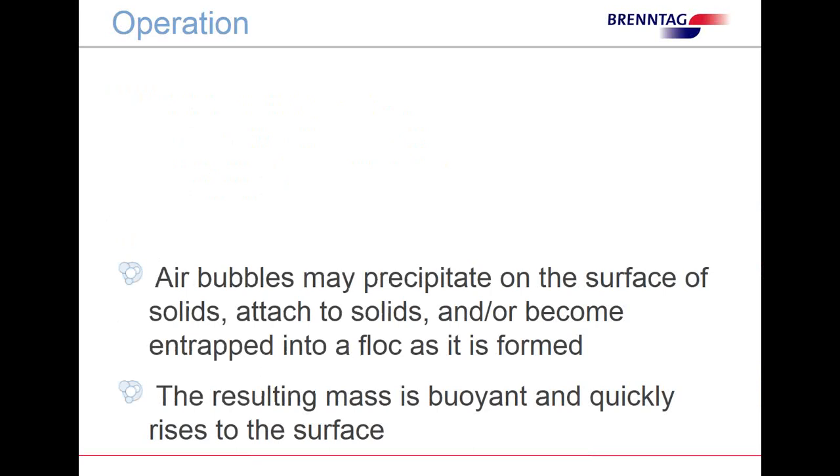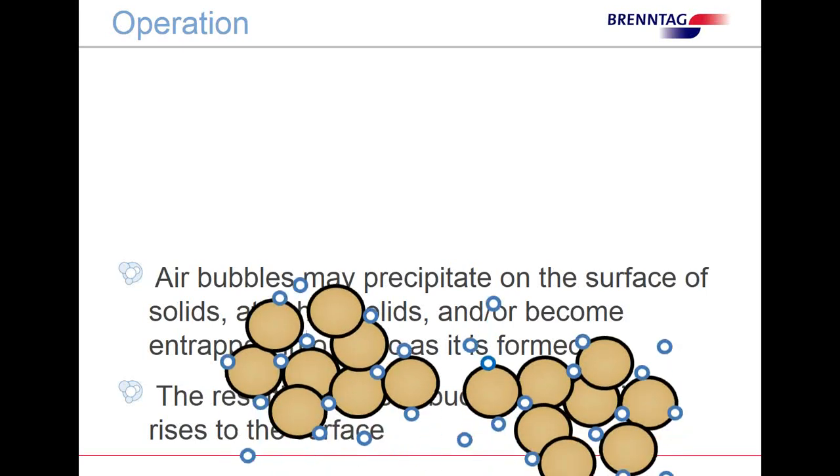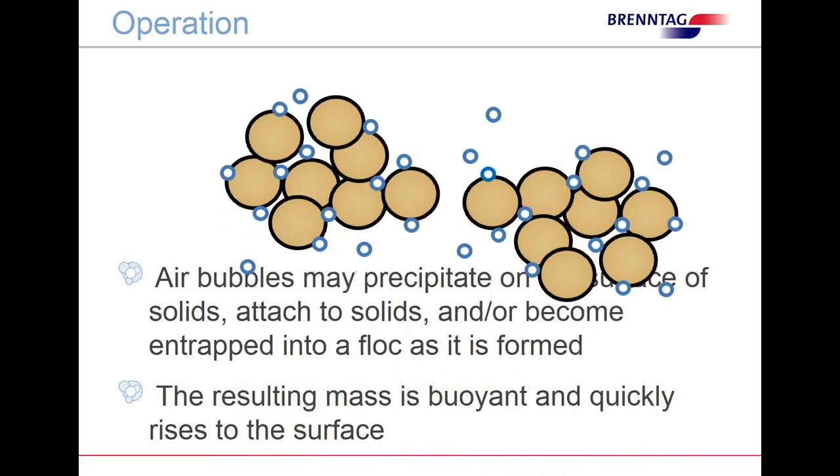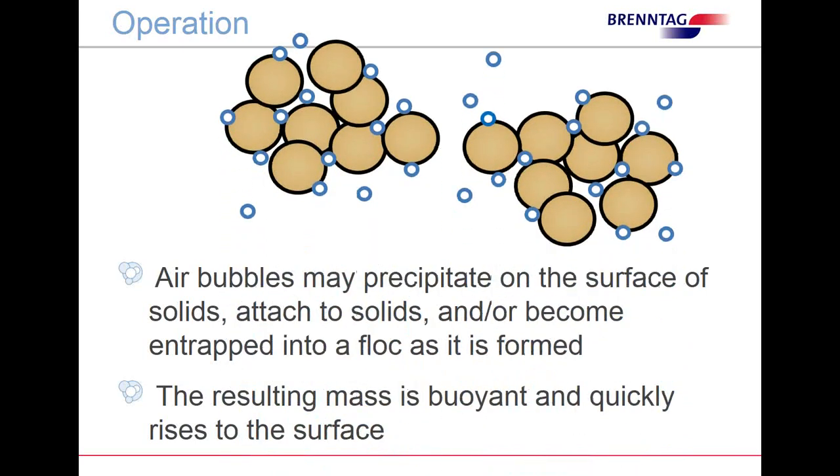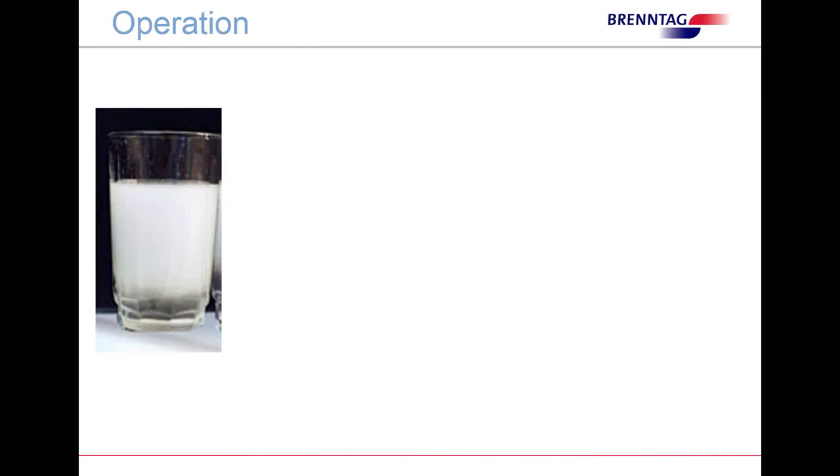These air bubbles may precipitate on the surface of the solids, attach to the solids, and or become entrapped into the flock as it is formed. The resulting mass is buoyant and quickly rises to the surface. Now, I am an artist, so I couldn't help but to put a little pictorial in, just kind of showing the rise of the bubbles and the pin flock in the flock to the top of the unit.